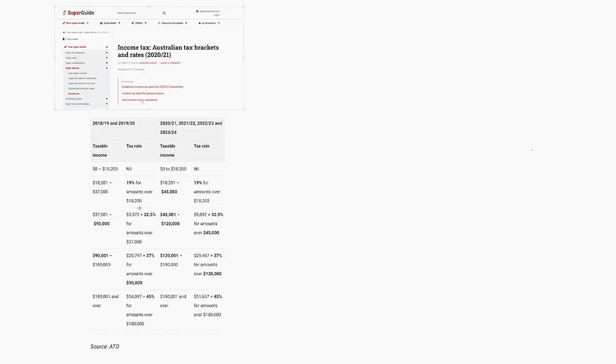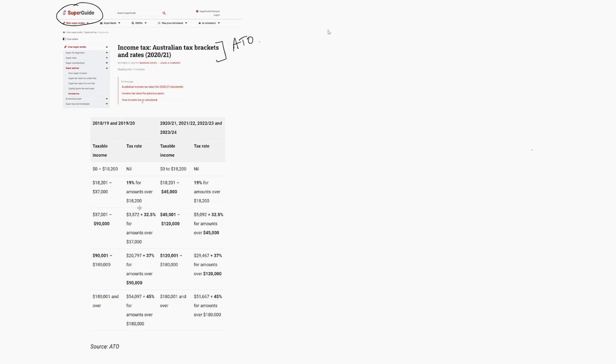Okay, so I tried to record this a couple of times and was pretty unsuccessful. So I've decided to do it a little bit differently here. Let's grab a black pen. So I'm taking this from a website called Super Guide that has taken the information on the tax brackets from the ATO and they've put them in a handy table.